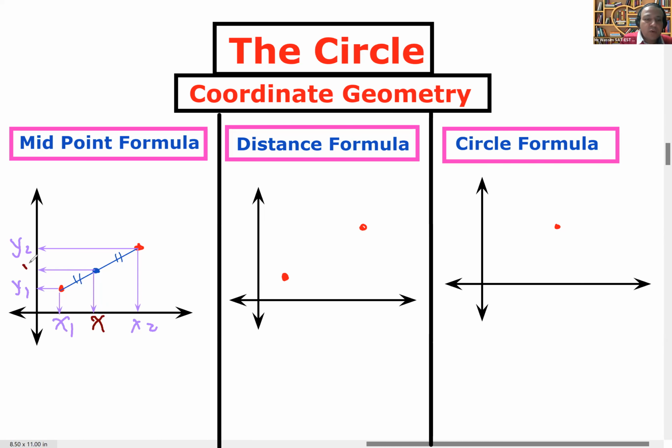X is the midpoint here, and y is the midpoint there. That means I can find x using the average between them, right? x1 plus x2 over 2 and y1 plus y2 over 2. If I name this point M, the coordinate of the point M is x1 plus x2 over 2 and y1 plus y2 over 2.